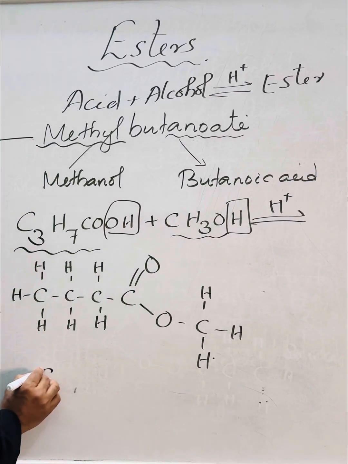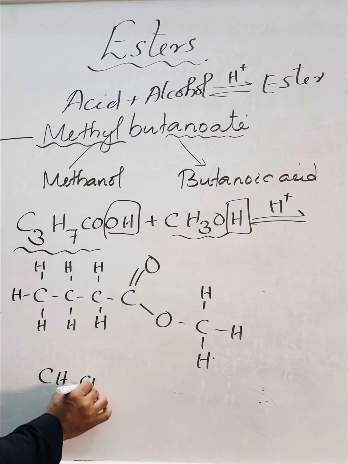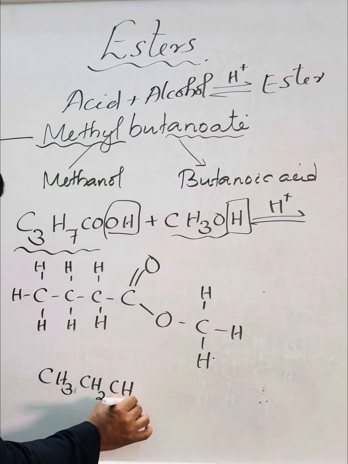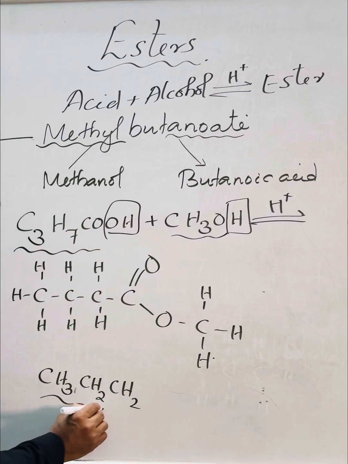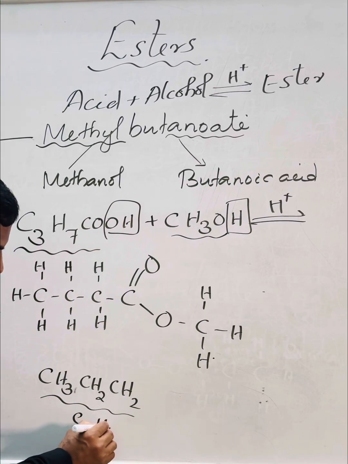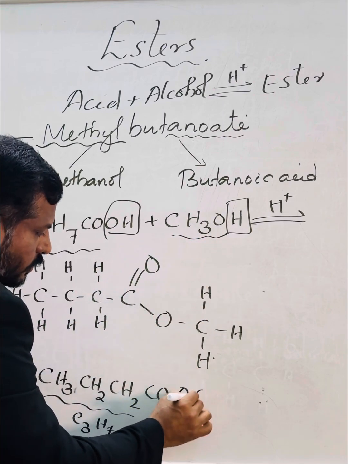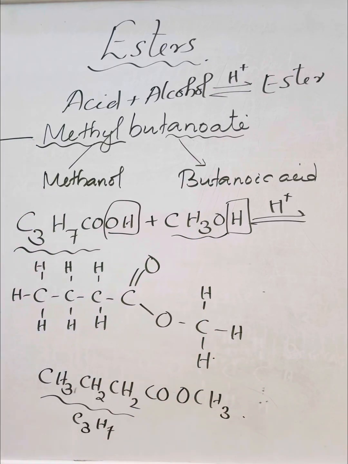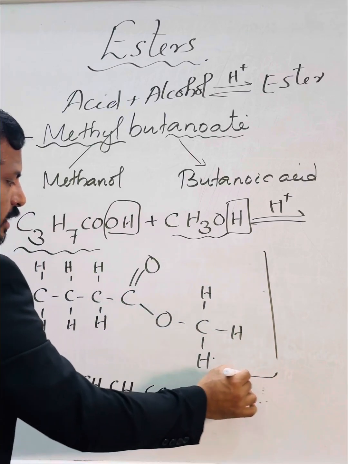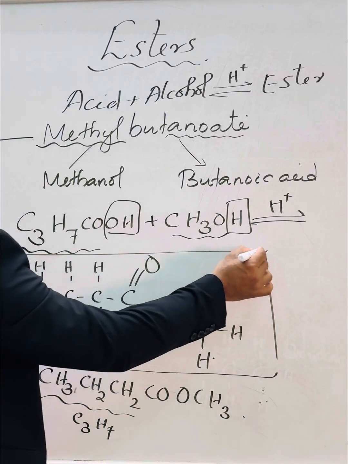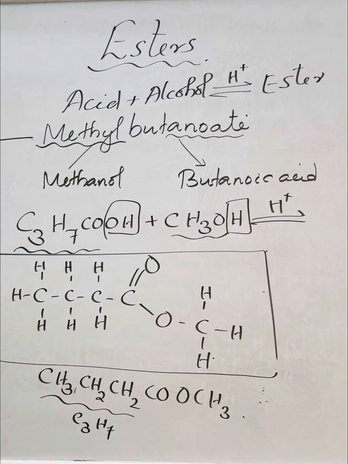You can also write CH3CH2CH2, or you can write C3H7COOCH3. But it depends on the question. If the question mentions the displayed formula, you have to write it this way. Otherwise you can write any condensed formula.